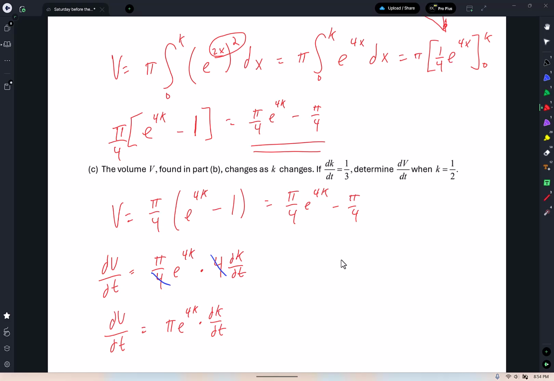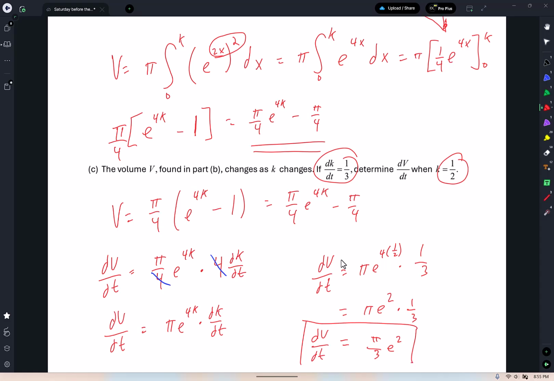Find the volume V in part B. B changes as k changes. If dk dt equals 1/3, determine dv dt when k is a half. Okay, I got everything I need, guys. So dv dt equals pi e to the 4 times a half times dk dt, and dk dt is 1/3. All right, so let's see. Pi and then e to the 4 times a half, which is 2, times 1/3. So my dv dt is nothing more than pi over 3 e squared.